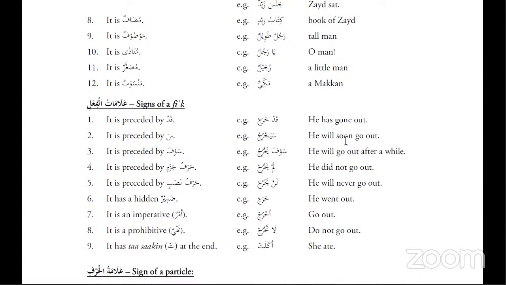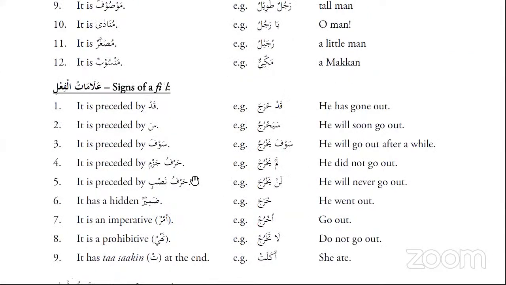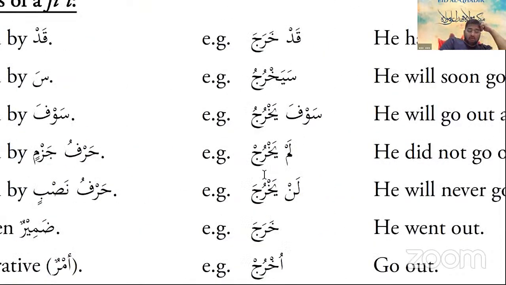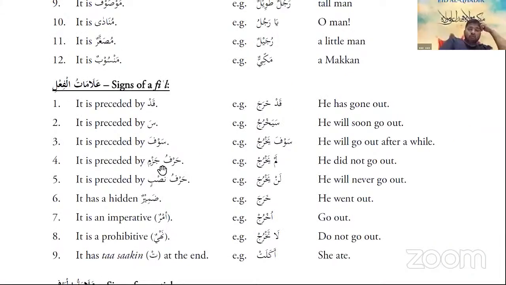Harfu nasb. So harfu nasb comes and the last letter of the verb gets a fatha, like lan yakhruja. Can you see it? Never go out. Harfu jazm means that lam comes and it changes the verb from a damma to a sukoon. Lam yakhruj. Can you see that? The jim has a sukoon.